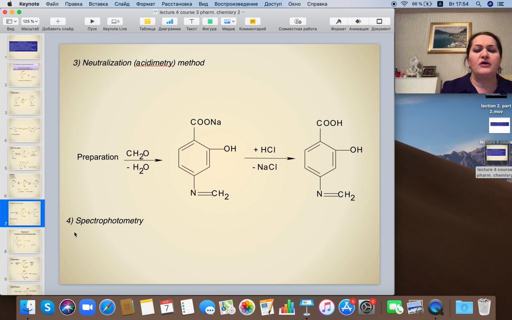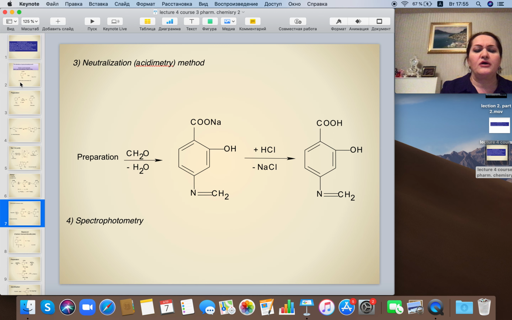The first method, the spectrophotometric method, is based on colored reactions. For example, a reaction forming an azo dye, a reaction with 2,4-dinitrochlorobenzol, and other colored reactions which we use for identification of this preparation.